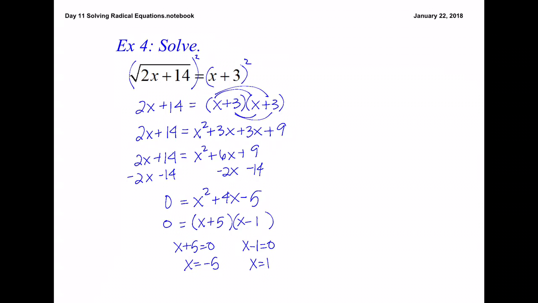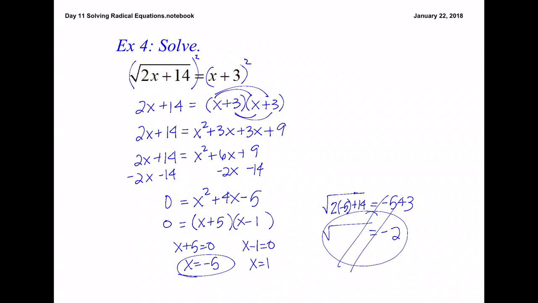You want to pay close attention. If we plug these answers back in to check, and we take the square root of 2 times negative 5 plus 14, and we set that equal to negative 5 plus 3, you notice you have this radical set equal to a negative. This is a no-no. We cannot take the square root of any number and equal a negative, so negative 5 is not a solution. When we plug 1 in, we get a positive number, so 1 is our solution.